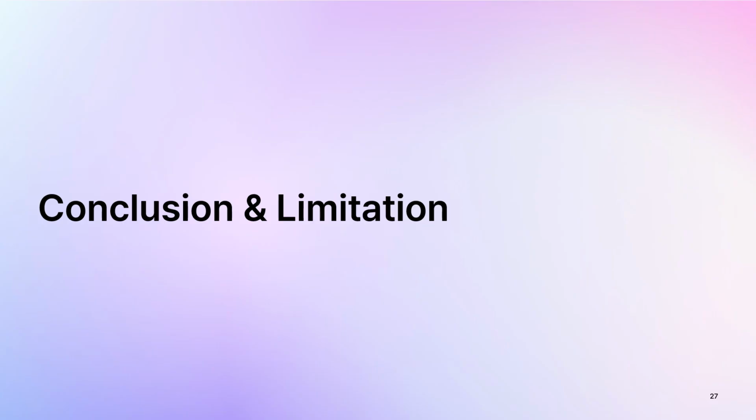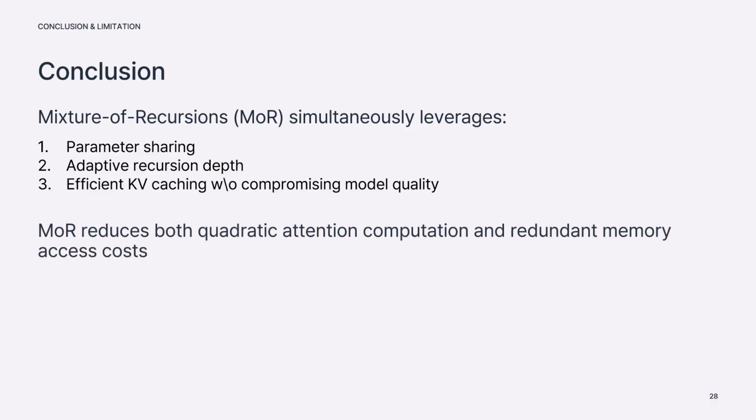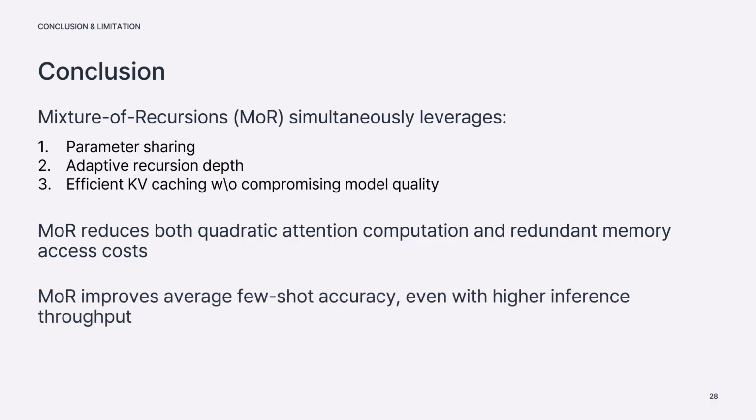Conclusions and limitations. So there are three conclusions. First, MoR unifies three efficiency levers in one architecture: parameter sharing, adaptive token-level recursion, and KV-efficient caching. The second one is that MoR reduces both quadratic attention computation and redundant memory access costs. Lastly, MoR improves average few-shot accuracy even with higher inference throughput.